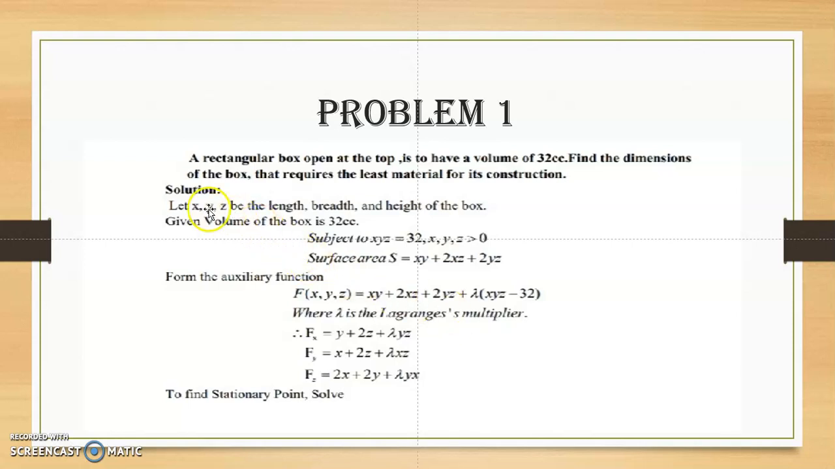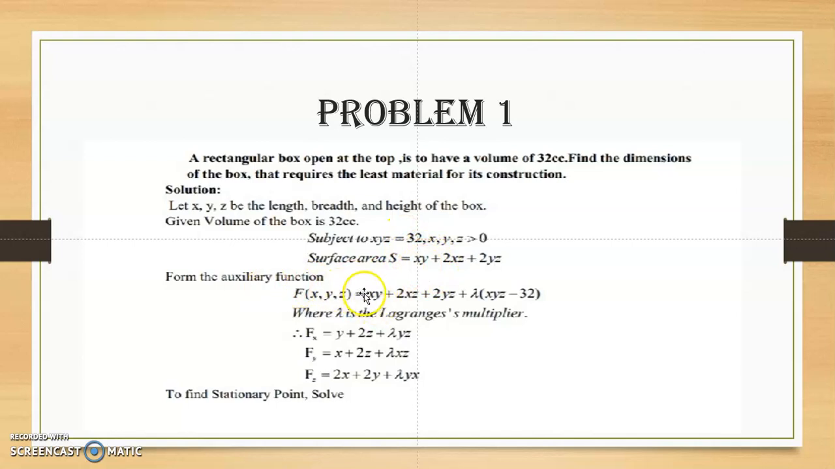Let us first consider x, y, z to be the length, breadth and height of the box. Given the volume of the box is 32 cc, we have to write the subject to the condition xyz is equal to 32. Here x, y, z are all greater than 0. The surface area of the rectangular box is given by S is equal to xy plus 2xz plus 2yz. Since the top is open, we write this as xy.